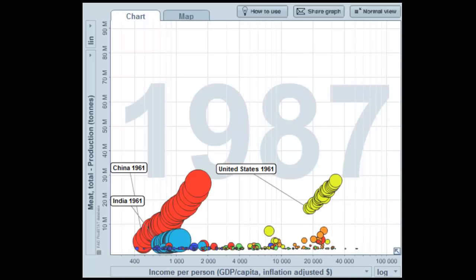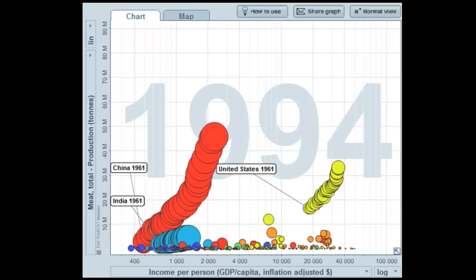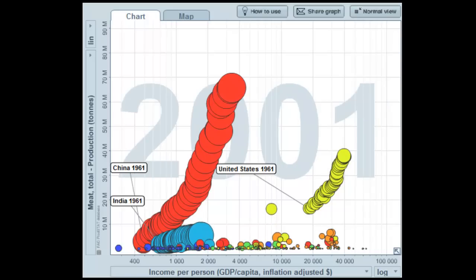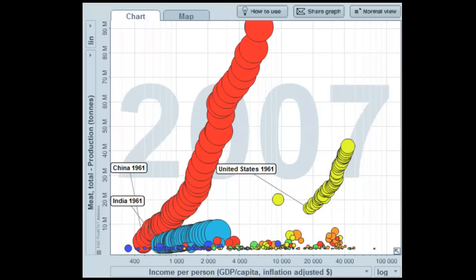As time moves forward, we see a gradual increase in income per person, and yet sort of an exponential result in overall production of meat, which is of course overall consumption of feedstocks.